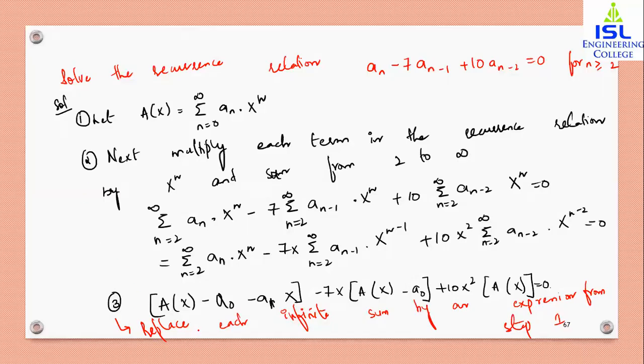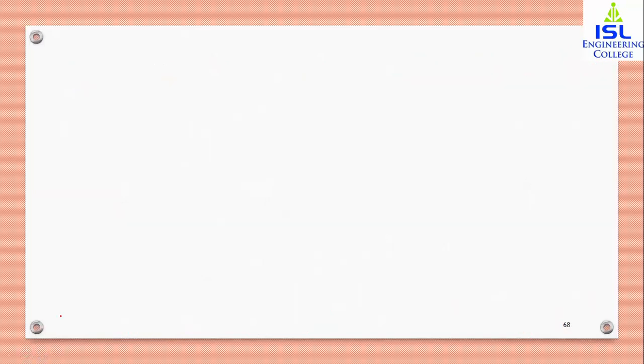The third step is to replace each infinite sum by an expression from your step 1. I have shown how you have written it. Now the next thing is that we have to simplify. To simplify, we are supposed to take A of x as common. So let's write it. In the first, we have A of x.